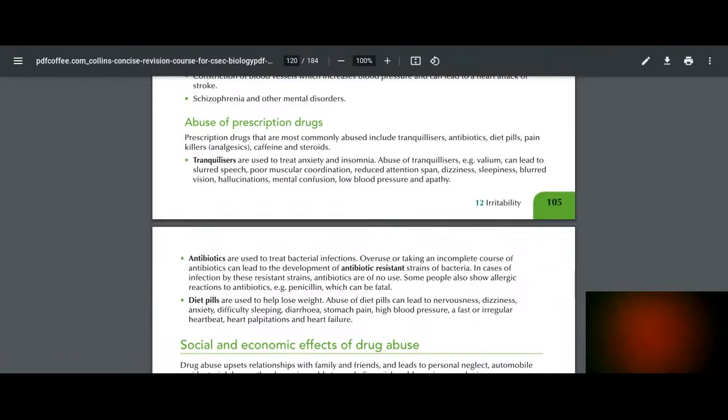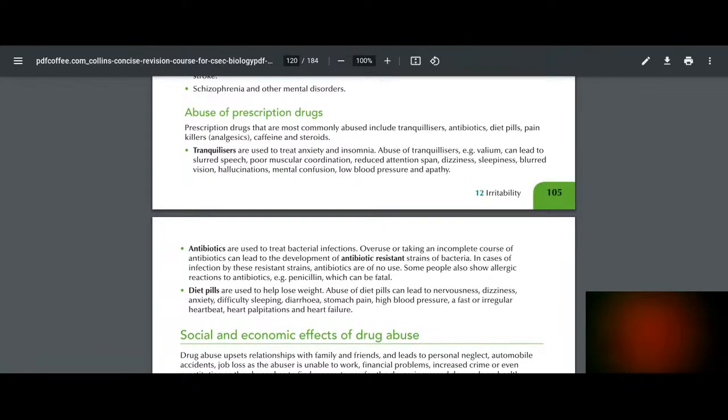Antibiotics are used to treat bacterial infections, and overuse or taking an incomplete course of antibiotics can lead to the development of antibiotic resistant strains of bacteria. As well as diet pills. Diet pills are used to lose weight. Abuse of diet pills can lead to nervousness, dizziness, anxiety, difficulty sleeping, diarrhea, stomach pain, high blood pressure, a fast or irregular heartbeat, heart palpitations, and heart failure.